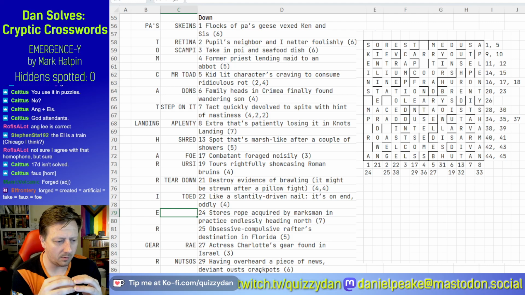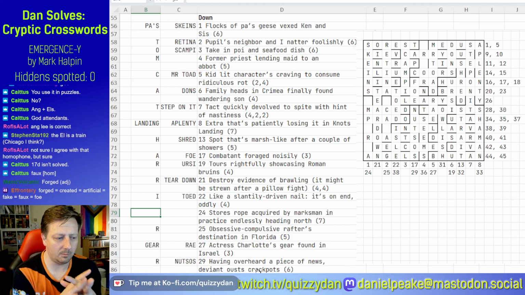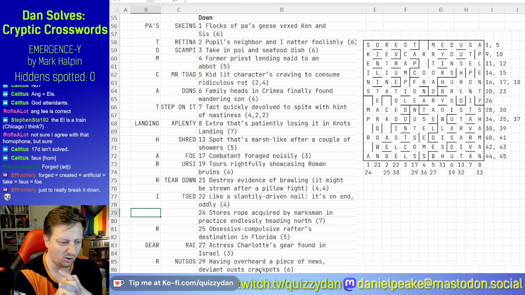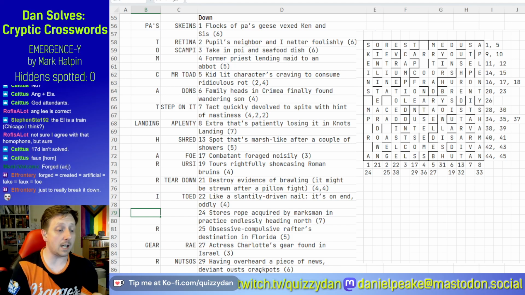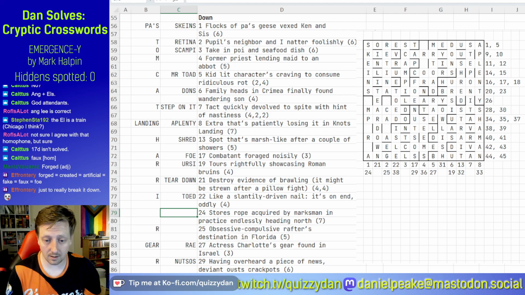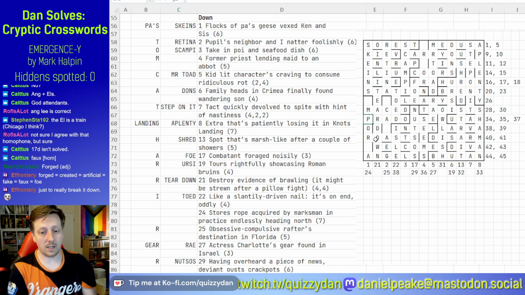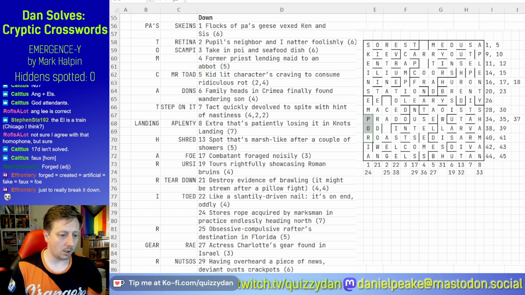Acquired by marksmen in practice, endlessly heading north. Doesn't have to be an E here, so I will, but it almost certainly is. Stores ROP. Oh, yes, acquired by... Yeah, it is. Okay, rope is just going to become ROP, I think, because I think it's going to be Emporia, which are stores. So ROP, acquired by marksman, which is an aimer.